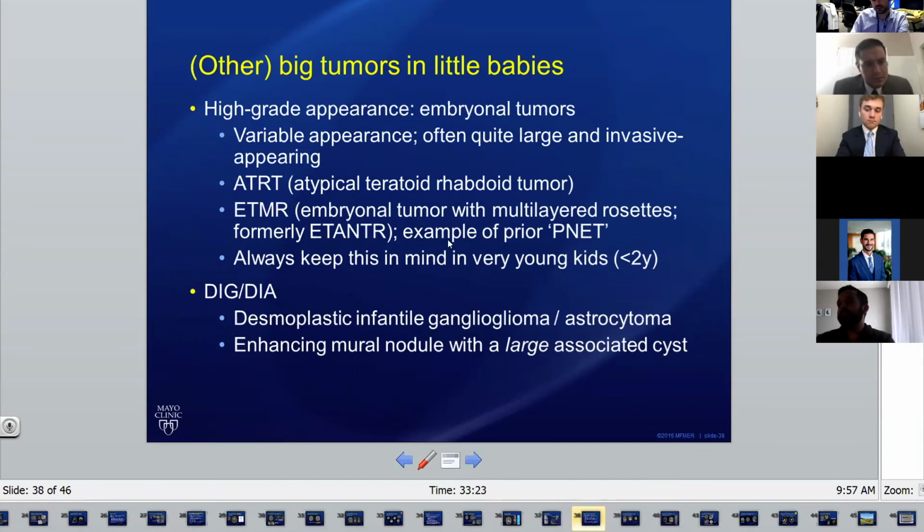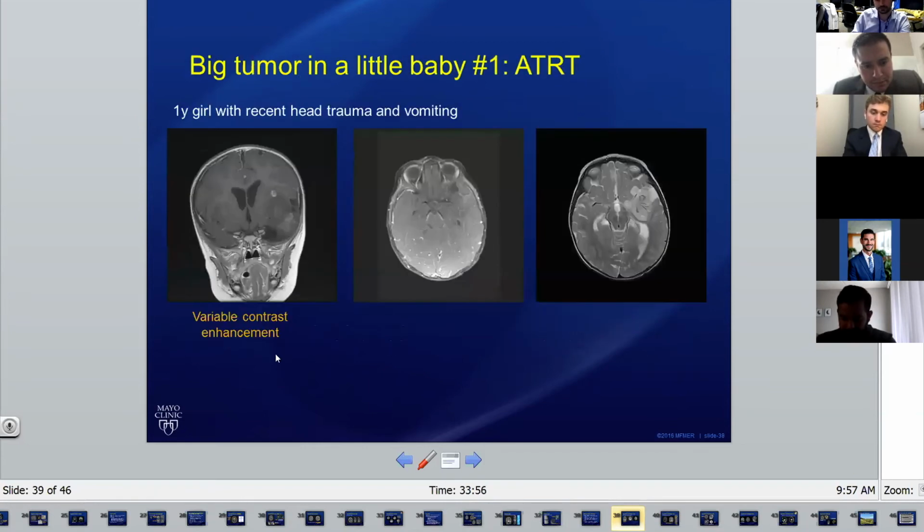And the second is a grab bag of tumors that used to be called PNETs. One example of this is what's called an ETMR, or an embryonal tumor with multilayered rosettes. It's an exceedingly rare tumor that's in this category of primitive neuroectodermal tumors that the WHO no longer really uses to classify tumors. I'll talk about an additional benign tumor that we haven't touched on yet, and this is called a desmoplastic infantile ganglioglioma. These have a very characteristic imaging feature of an enhancing mural nodule with enormous associated cysts that are very characteristic of the diagnosis.